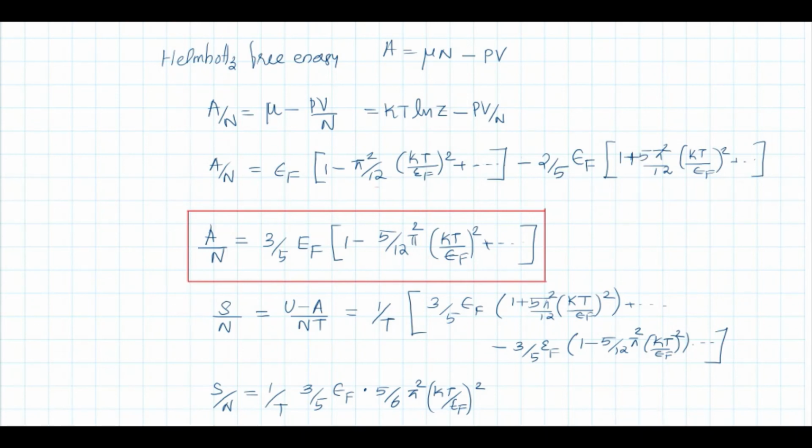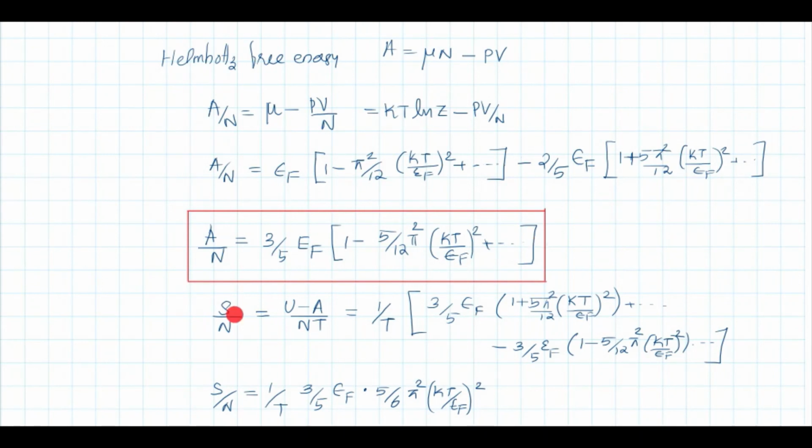It is minus 2 by 12. Minus 1 by 12, and this is minus 2 by 12. That makes it minus 3 by 12, and it is minus 1 by 4. That is exactly, if you multiply this quantity with this quantity, 5 and 5 will cancel, 3 and 12 will cancel to get minus 1 by 4. So the second term is here. So Helmholtz free energy per particle is 3 by 5 EF into 1 minus 5 by 12 pi square kT by EF whole square plus etc.